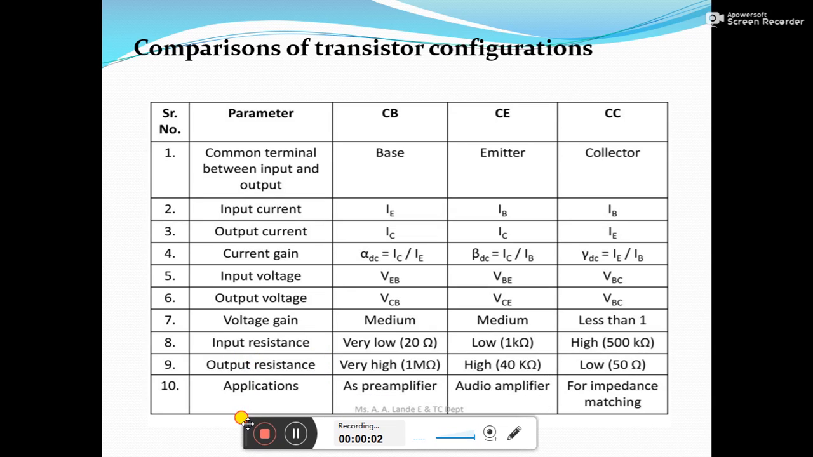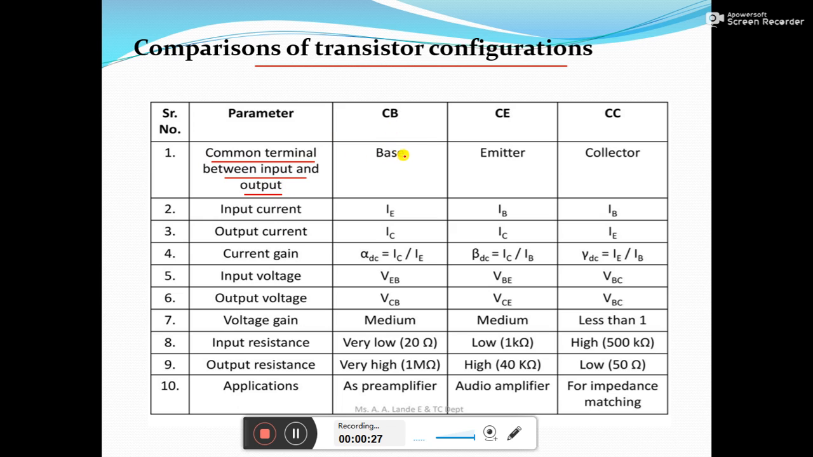So after studying the different configurations like CB and CE, CC is not included in your syllabus. So we will do a brief comparison between the transistor configurations. The very first parameter we will discuss is the common terminal between the input and output side. So which terminal is made common?